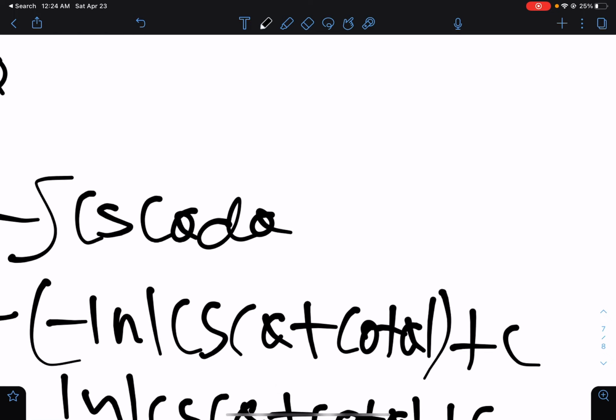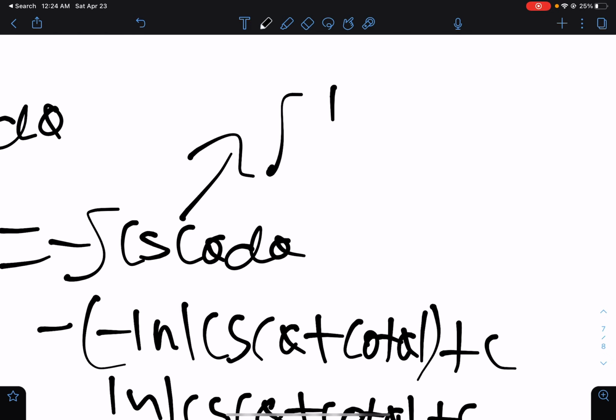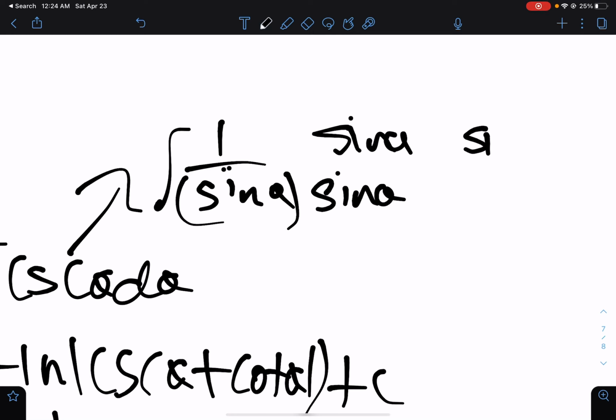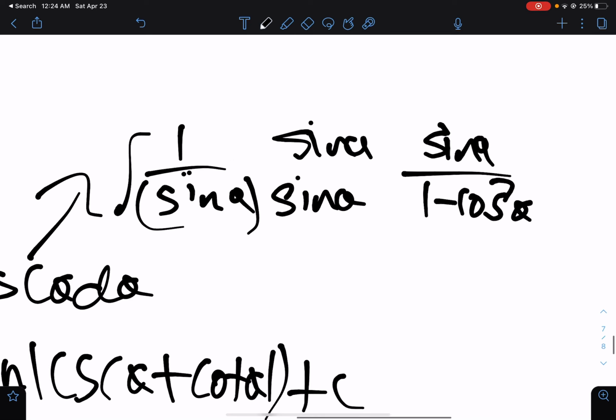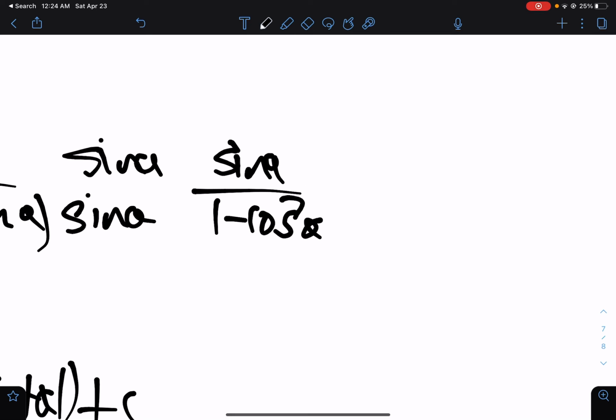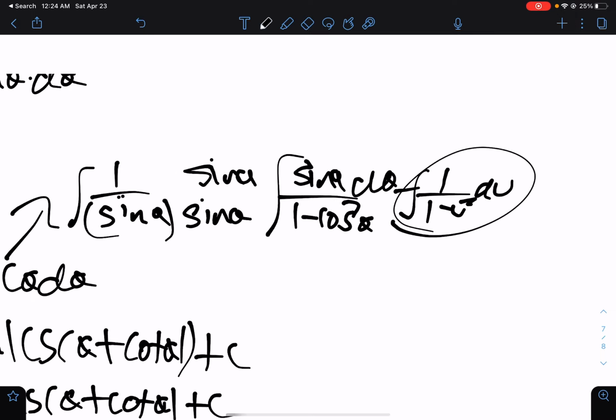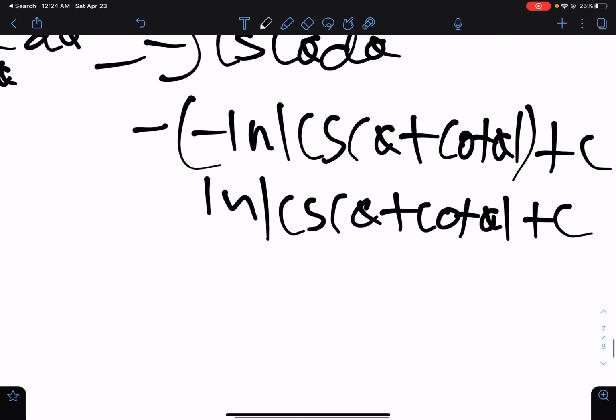Just for my viewers, if you want to have fun, I'll show you how I did it. You can multiply by sine theta, you get sine theta all over sine squared, which is 1 minus cosine squared. You could do a u sub here, so you're going to get negative 1 over 1 minus u squared, and then you get back here. But anyhow, that's if you want to do that yourself.